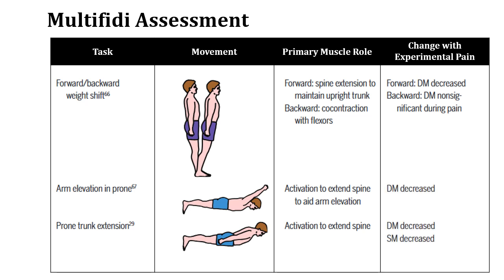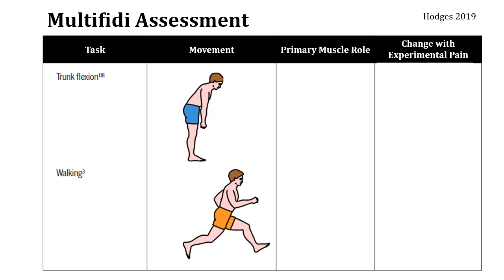However, in the presence of pain, the deep multifidi are decreased, at least with the arm elevation, and then with the back extension, in the presence of pain or nociception in the lumbar spine, there's a decrease in both the superficial and deep portions of the multifidi. What about with trunk flexion?